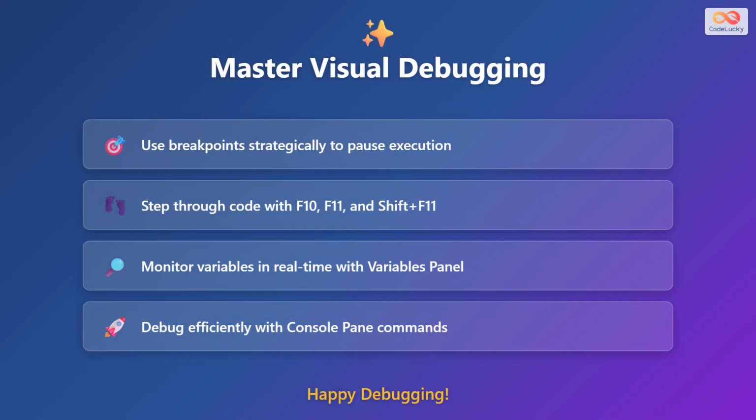Let's recap the key takeaways for mastering visual debugging in PowerShell ISE. Use breakpoints strategically to pause execution at important points in your code. Step through your code with F10 for step over, F11 for step into, and Shift+F11 for step out. Monitor your variables in real time using the Variables panel to catch unexpected value changes immediately.